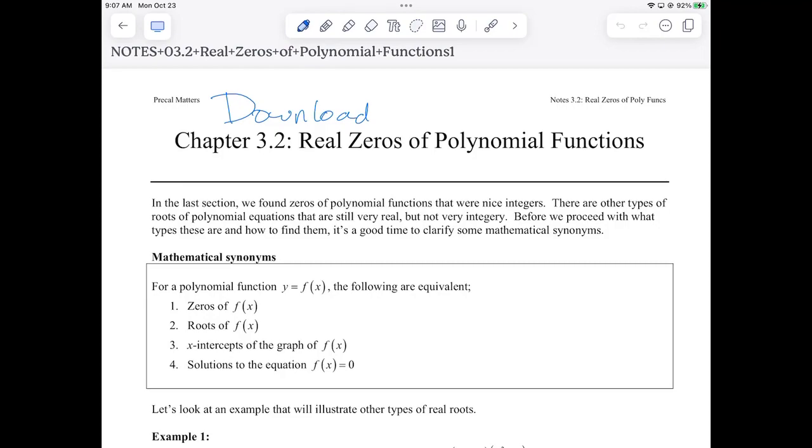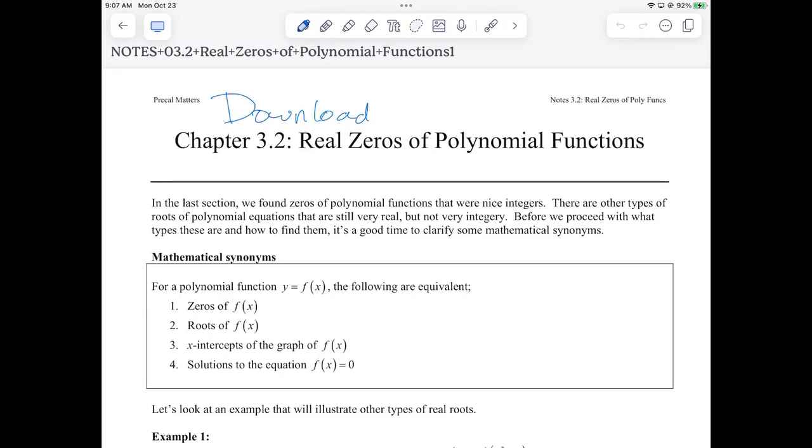Okay, so first of all, the terms that we use interchangeably, you have to understand. The roots of a polynomial are the same thing as the zeros of the polynomial. They mean exactly the same thing. Zeros and roots are literal synonyms. I can refer to the roots, I can refer to the zeros.